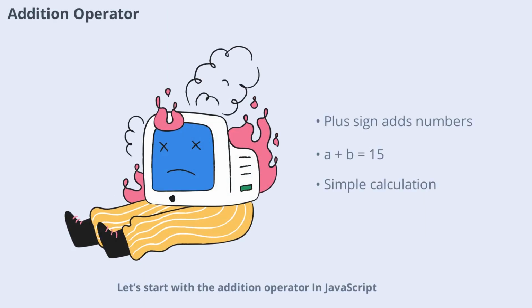Start with the addition operator. In JavaScript, the plus sign (+) is used to add numbers together. For example, if you have two variables a and b and you write console.log(a + b), JavaScript will add their values. If a is 10 and b is 5, the result will be 15. Addition is one of the most common operations, helping us combine values and calculate totals in our programs. It's simple, intuitive, and forms the basis for many other calculations.